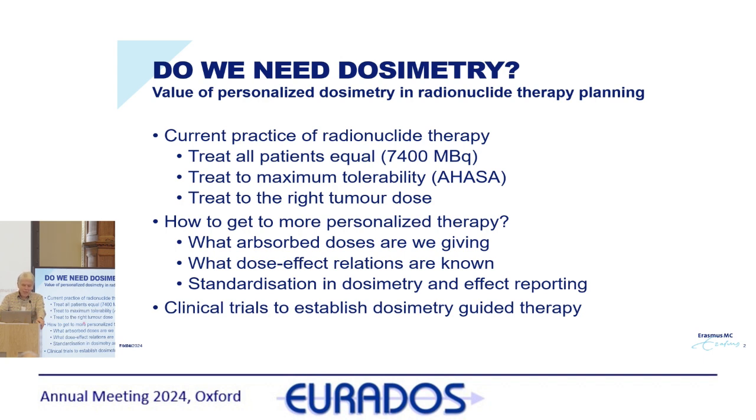So what do we need to have a better idea on personalization of radionuclide therapy? First of all, we need to know what absorbed doses are being given. As said, the common standard is to give just a fixed activity with hardly any dosimetry. We're lacking quite some data there. Also lacking is the knowledge on the exact dose-effect relation we are to encounter with radionuclide therapies.